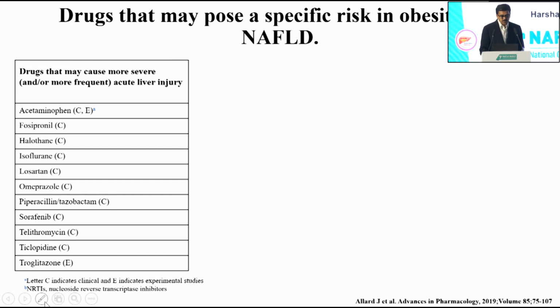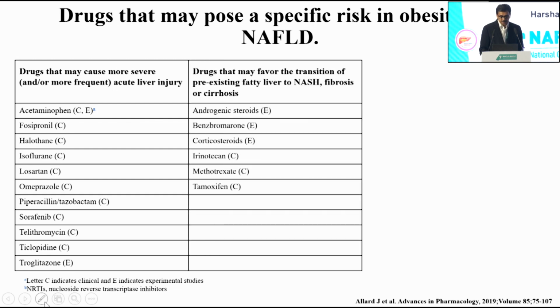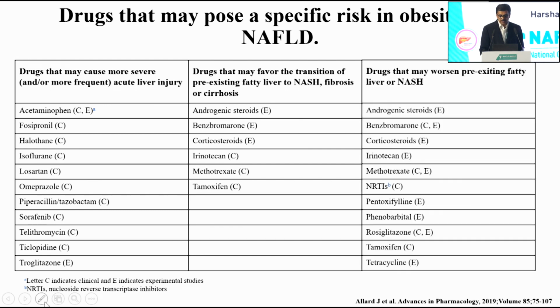Drugs that can cause more severe acute liver injury, and you have many of these drugs listed here. At the bottom, you find that troglitazone as well as telithromycin were withdrawn from the market because of their propensity to cause acute liver failure. Then there are drugs that may favor the transition of pre-existing fatty liver disease. In addition to steroids, you find that the other 3 drugs are irinotecan, methotrexate, as well as tamoxifen. And finally, in the third group, you have drugs that may worsen pre-existing fatty liver disease. And again, you have androgenic steroids and corticosteroids, and again dominated by the chemotherapeutic drugs: tamoxifen, methotrexate, and irinotecan.